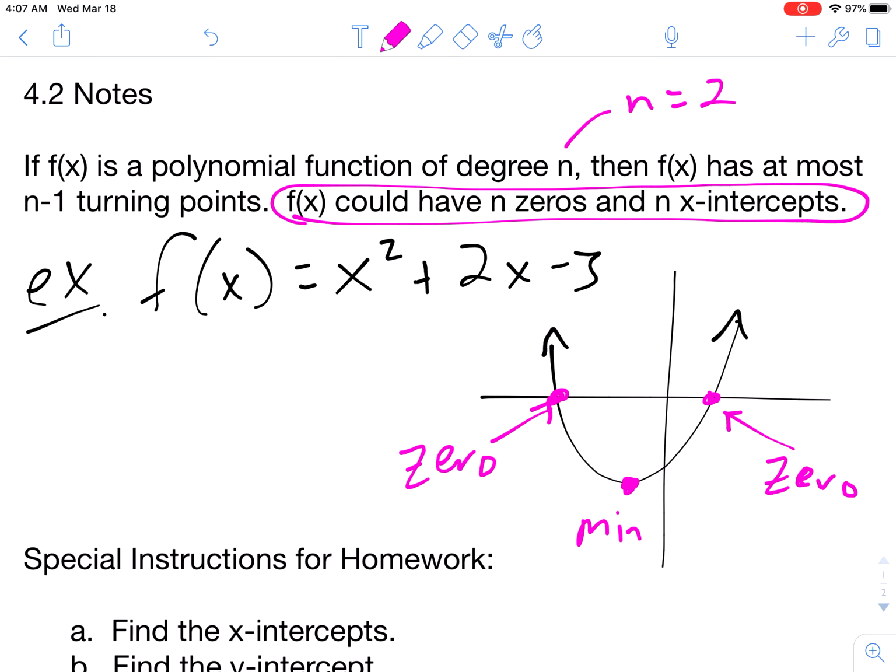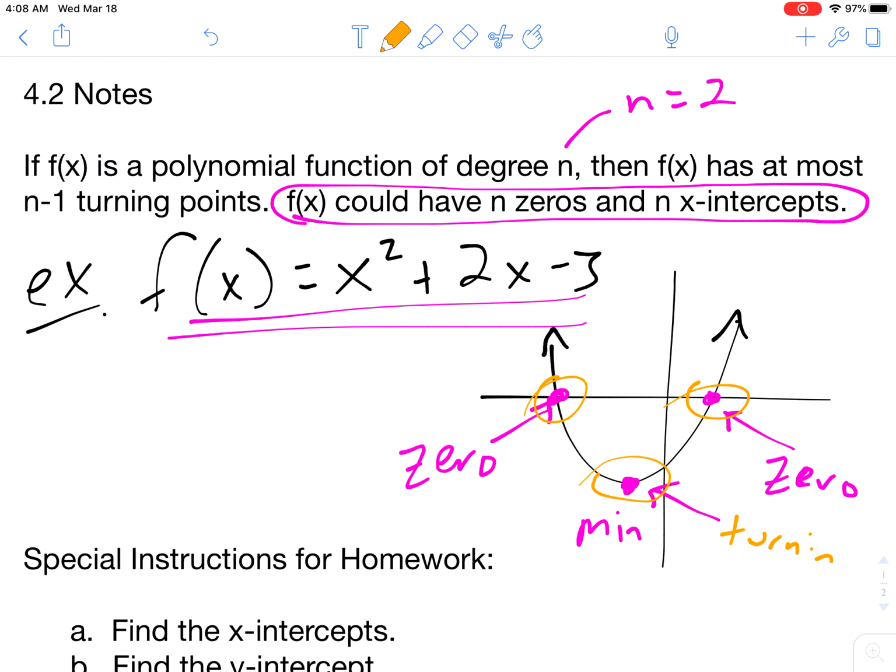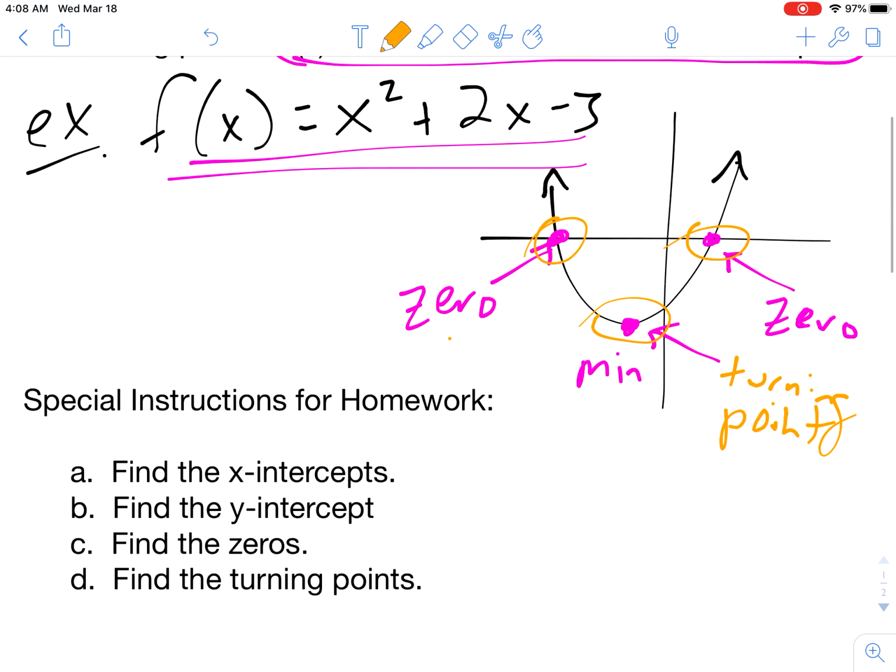So for this function, we're going to end up finding those 3 points. And again, this point here is called a 0 or an x-intercept. This is also a 0 or an x-intercept. This, we're now going to call that a turning point, but it's also a minimum value. Your calculator will call it a min. Your textbook and I will probably call it a turning point from this point on.